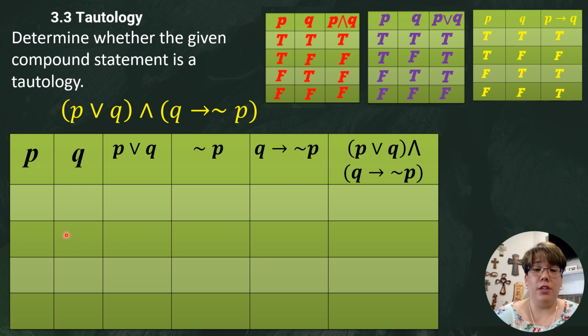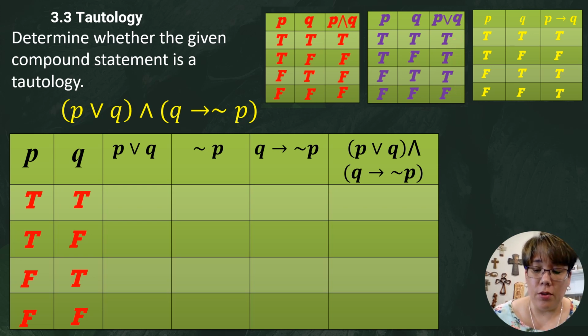So what we're going to do here should be familiar to you by now. We've done this now for a couple of sections, so we're going to go through this pretty quickly. We're just going to list our P's and Q's. I'm going to go straight to my OR chart. My OR chart is in purple here, and I'm just going to copy down my final column. So there's my final column for the OR chart.